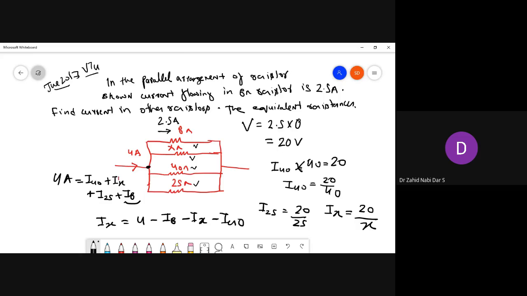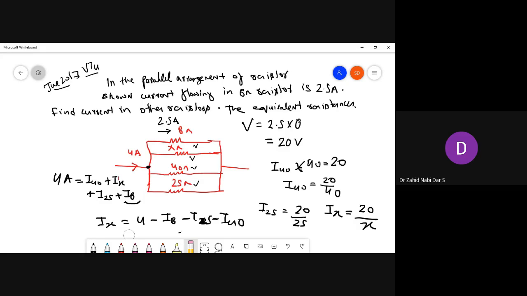Minus of I40 and minus of I25. So you will get minus of Ix, minus of I25. Ix value you have to find. Is it okay? So Ix value you have to find. So Ix value would be 4 minus I8 minus I25 minus I40. So from there you get the value of Ix.